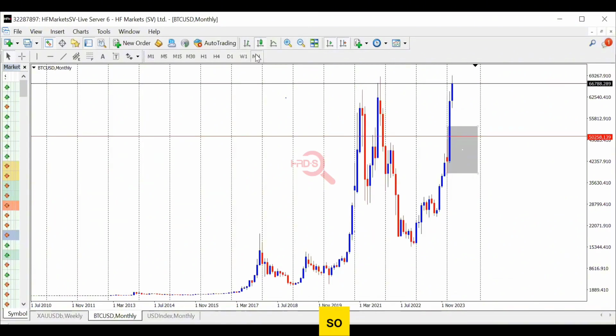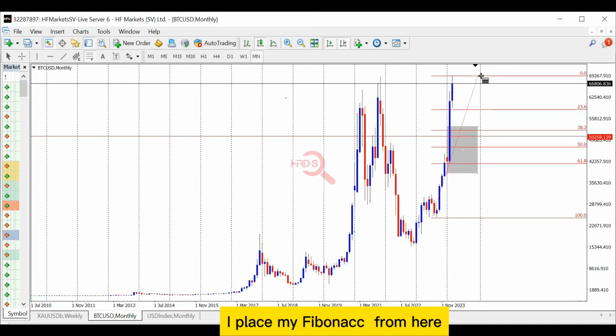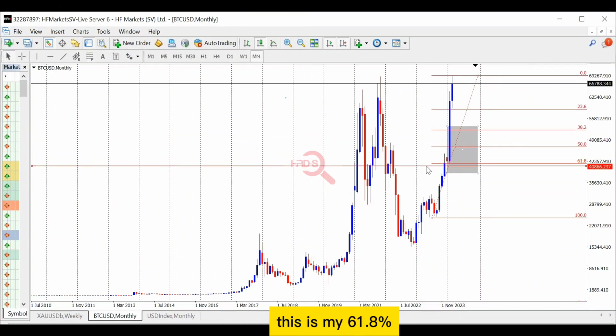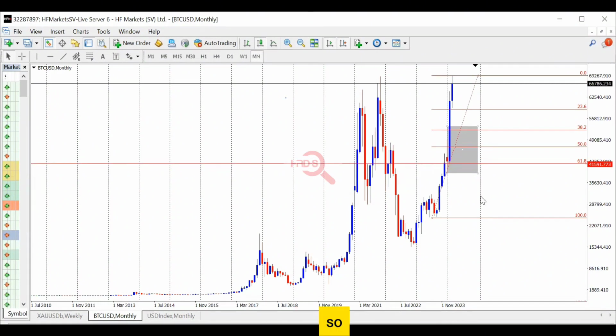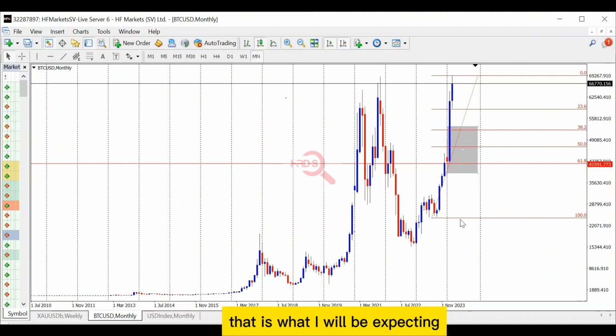Right. This is the monthly time frame. On a monthly time frame basis, I will even be expecting, like, I'll put my Fibonacci right down here, because this was the previous low that gave birth to this high. Right. After we made lower, higher high, higher low. So this was the low. I placed my Fibonacci from here all the way down to this place. And I will see that right inside, this is my 61.8 Fibonacci level. So I will be expecting the price of Bitcoin to come anything from this 61 point, that is 41,000, all the way down to 100%. That is what I will be expecting.